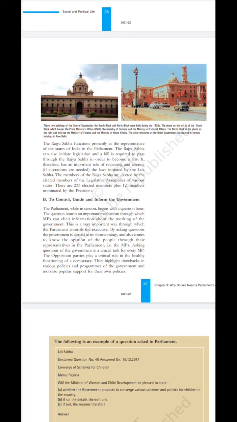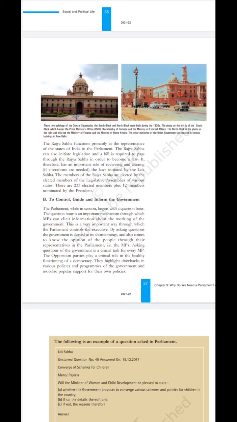The Rajya Sabha functions primarily as the representative of the States of India in the Parliament. The Rajya Sabha can also initiate legislation, and a bill is required to pass through the Rajya Sabha in order to become a law. It therefore has an important role of reviewing and altering, if alterations are needed, the laws initiated by the Lok Sabha. The members of the Rajya Sabha are elected by the elected members of the legislative assemblies of various states. There are 233 elected members plus 12 members nominated by the President.